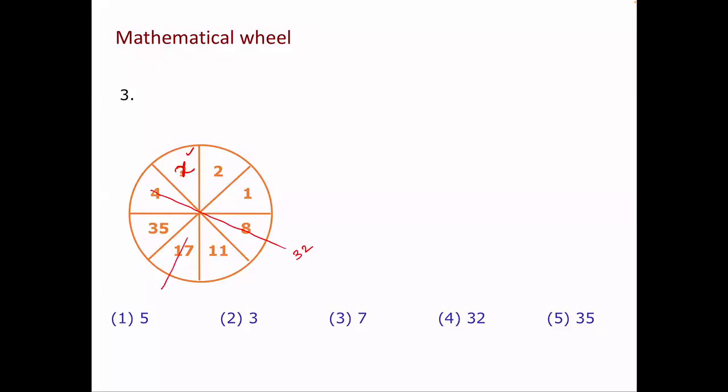Then 17 into 2, 34. Then 35 into 1, 35. So 32 here, 34 here, 35 here. So what will come here? 33. How will you get a 33 here when the value of x is 3? So 11 into 3, it will be 33. So x will be equal to 3.